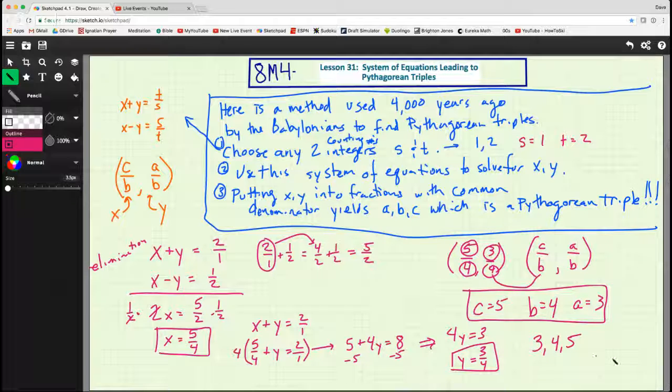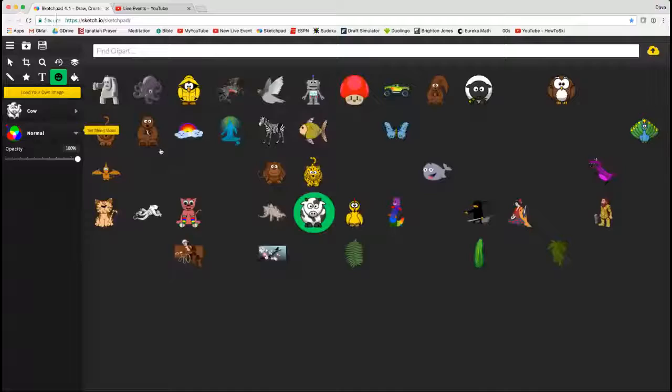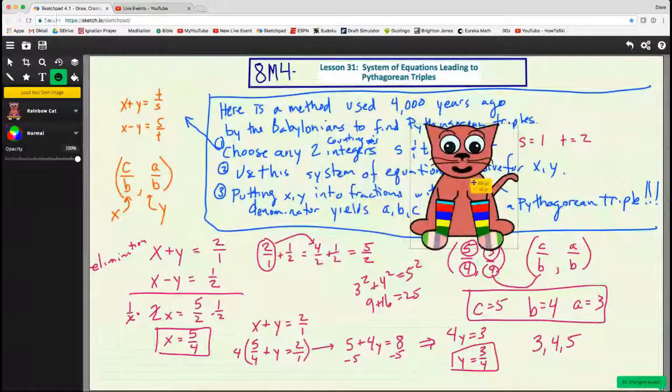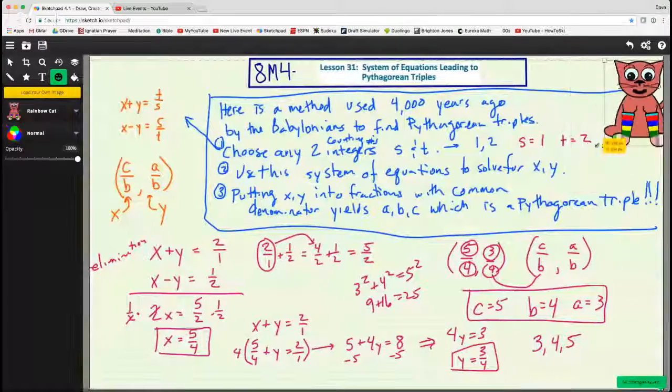So remember, I showed you this on the last slide, but we can always check it. 3 squared plus 4 squared equals 5 squared, because 9 plus 16 equals 25. And that deserves a giant happy cat.